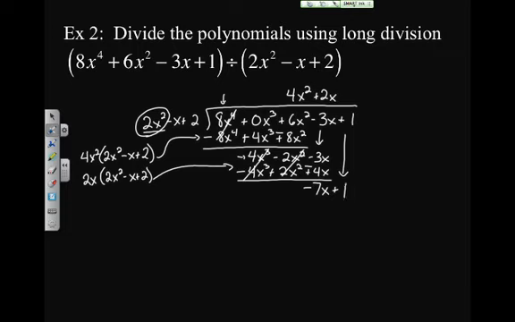So again, we can ask ourselves, 2x squared times what equals negative 7x? And the answer is nothing. And here's why. Once this degree, x squared, is bigger than this degree, which is a 1, then we're done. And this is our remainder. So we would have remainder negative 7x plus 1. And so you do the process the same way until finally your remainder has a degree that is less than your divisor.